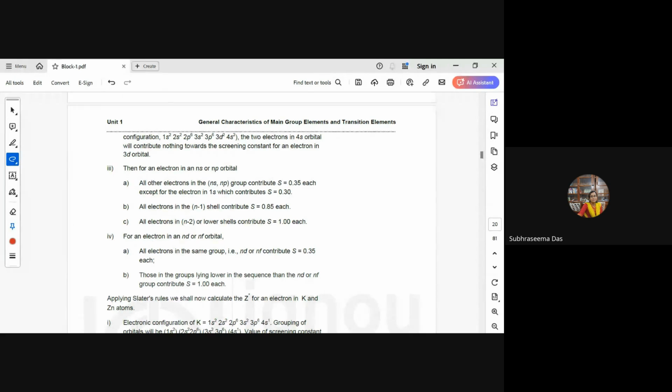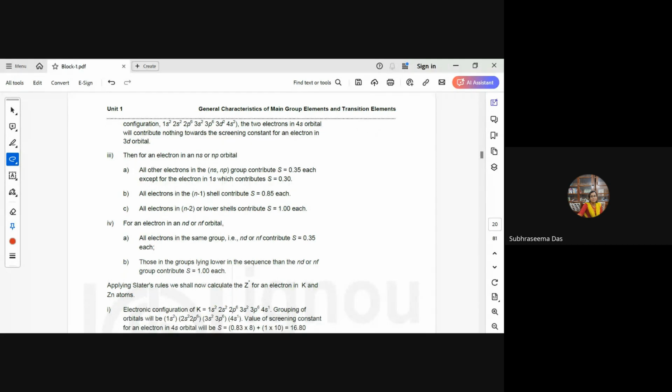Here you can see in point 3 that all other electrons in the ns and np group contribute S equal to 0.35 each, except for the electron in 1s, which contributes S equal to 0.30. Then all electrons that are present in the n minus 1 shell contribute S equal to 0.85 each. And finally, all the electrons present in n minus 2 or lower contribute S equal to 1 for each.